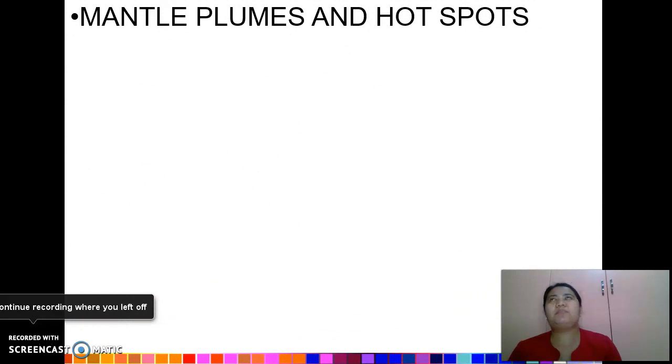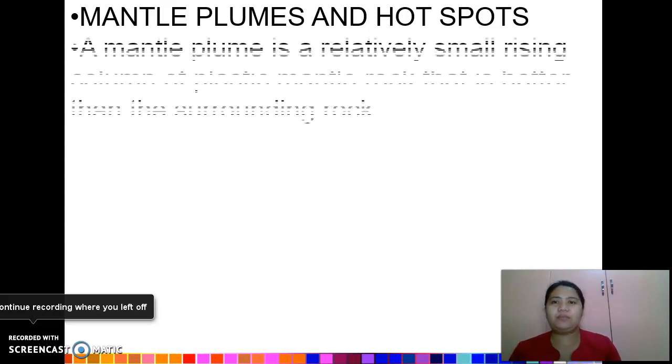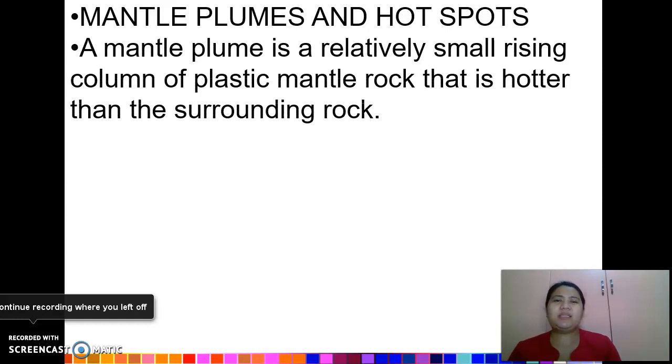Mantle plumes and hot spots. These are the two remaining mechanisms by which scientists could explain how the plates move. A mantle plume is a relatively small rising column of plastic mantle rock that is hotter than the surrounding rock.